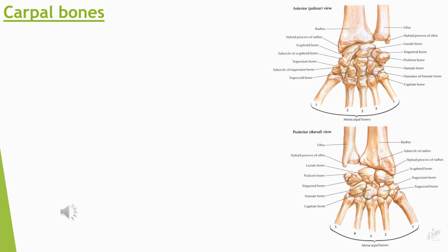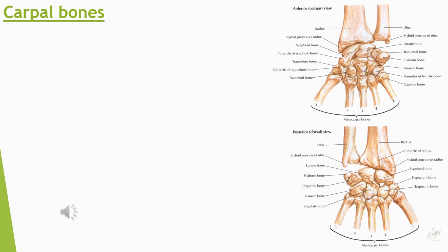Moving on to the next set of bones, we have our trapezium bone, our trapezoid bone, our capitate bone, and our hamate bone. The capitate bone is the largest bone out of all the carpal bones, and I believe the pisiform is the smallest bone, and that will help you remember these bones.